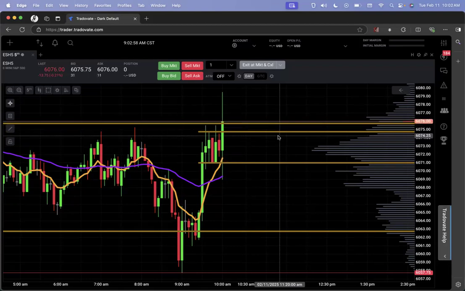Still above all EMAs at the moment. So let's see. This is still sideways to me, guys. We went up, we came down. We went up, we came down. We're back up again, but we're still in this range. And we came down 5 points from 6780.